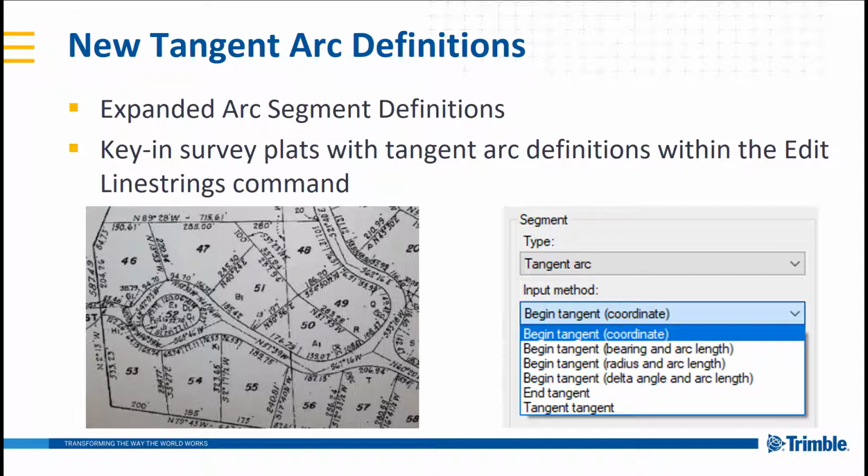Moving on to the CAD realm, we've added new tangent arc definitions. This expands being able to key in tangent arcs within the edit line string command. So for example, on the left, if you've got arcs in a survey plat, you could before key them in the create COGO routine, but now we've added 4 tangent arc methods within the edit line string command as well, offering additional flexibility and efficiency for drafting in TBC.